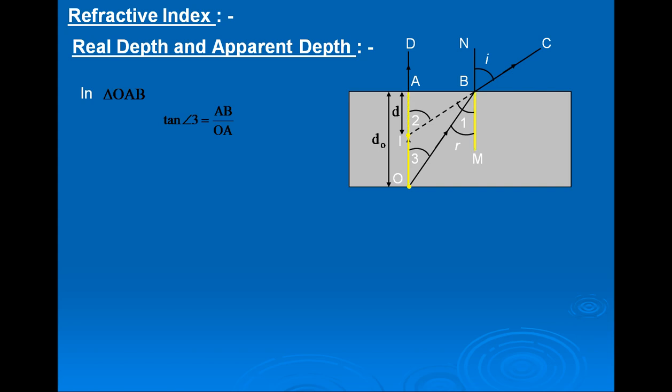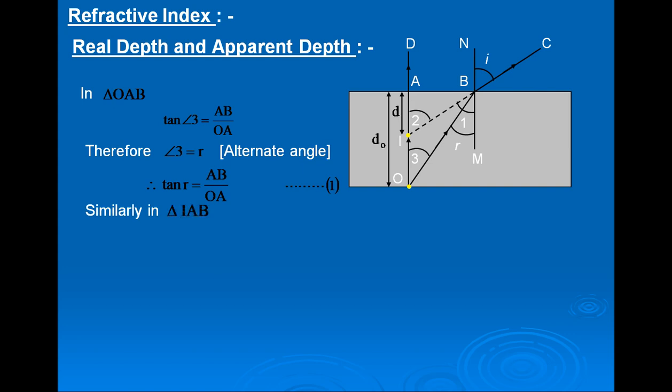Now, OA is parallel to MB, therefore angle 3 is equal to angle R. These are the alternate angles. Therefore, we get tan R is equal to AB upon OA. Put this equation number 1.